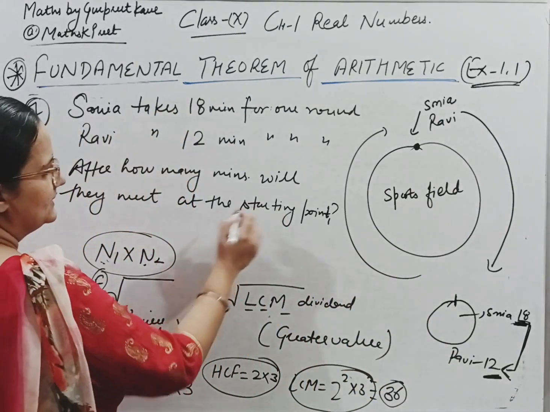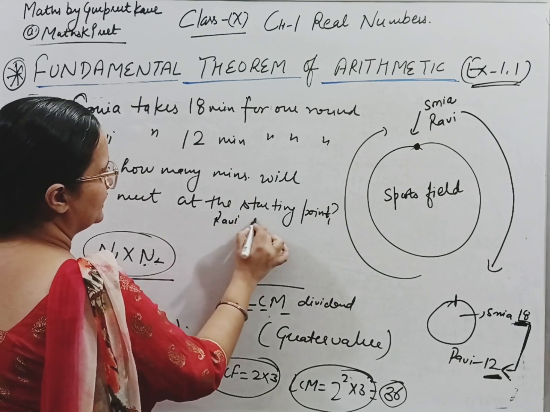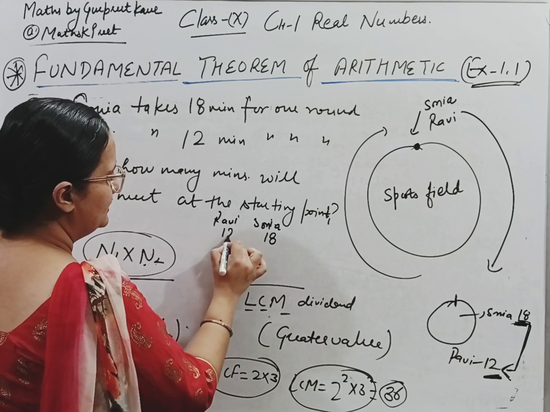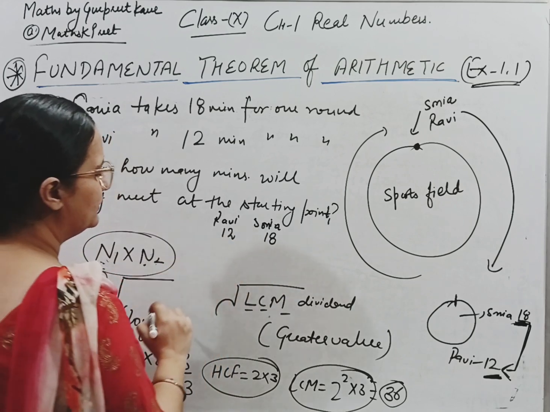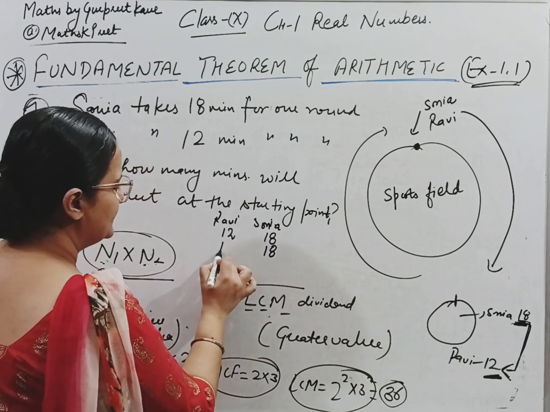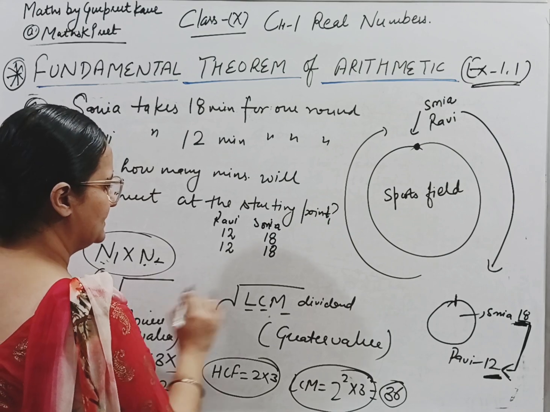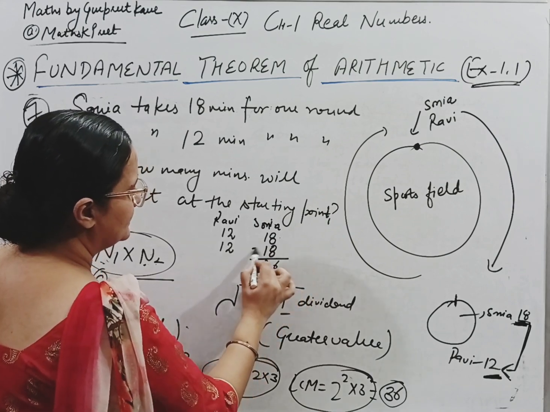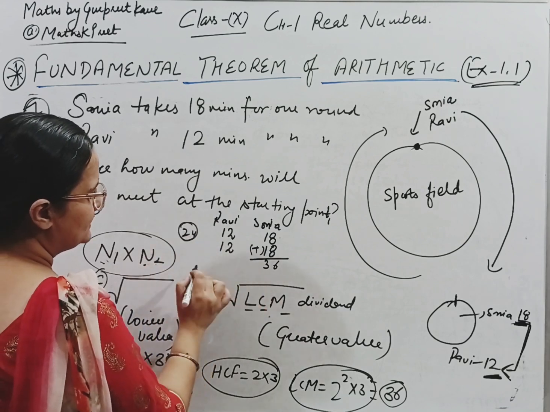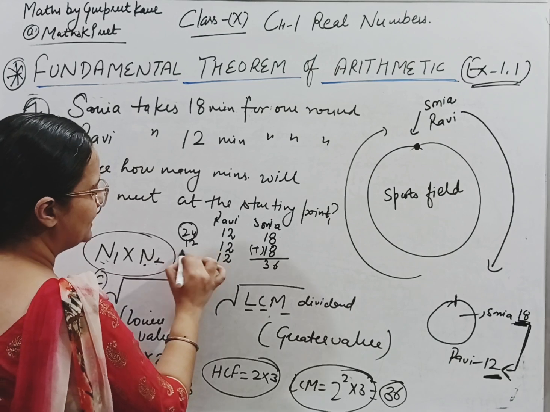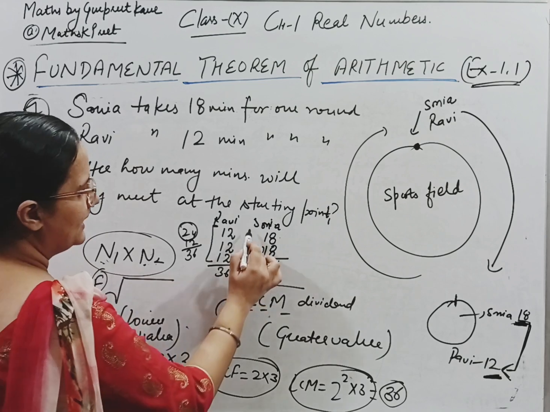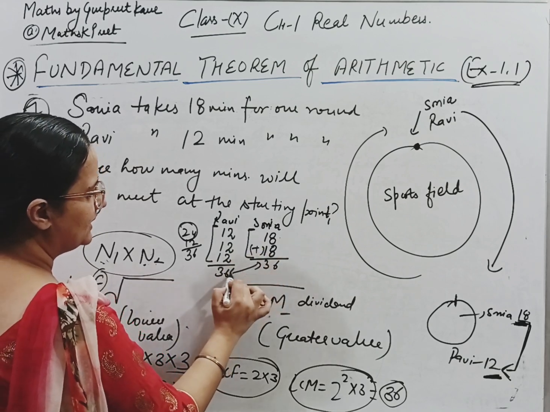The other way to understand is in one round, Ravi and Sonia. Fine. Sonia is covering a round in 18 minutes. In one round he is taking 12 minutes. For the second round she will take 18 more minutes. For the second round he will take 12 more minutes. So if I add up these two values, I am getting 24. Fine. To reach 36, I need to add one more 12 into it. So I'll get 36 here. That means Ravi will take 3 rounds and Sonia will take 2 rounds when they meet after 36 minutes.